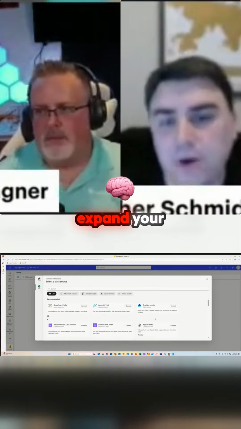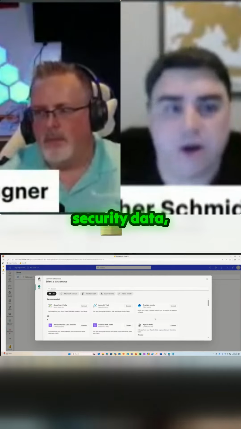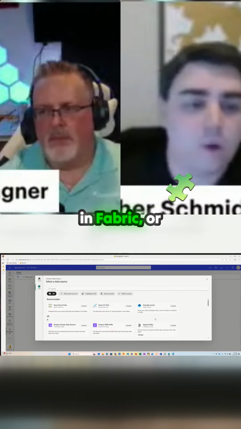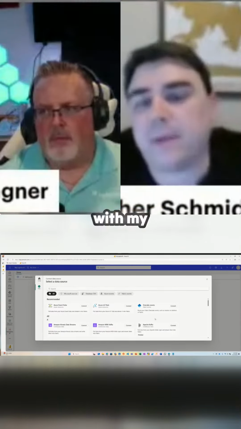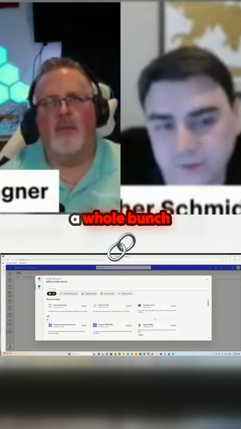When you really expand your brain to think about event-driven architecture, so many things come up, whether it's security data, whether it's monitoring and observability data, just even in Fabric, or whether it's, I want to integrate this with my business. So I think the business piece is kind of one vertical and one silo, but there's a whole bunch of other things as well.